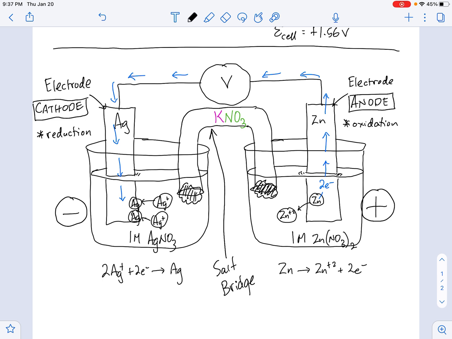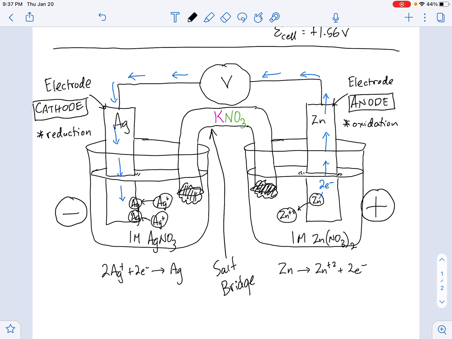So something as simple as a cotton ball actually works. There are porous plugs that are made. If you're trying to produce an electrochemical cell in a lab, there are plugs that will do the job for you. And so what happens is this bridge allows for migration. So which way are ions migrating? That's the last piece of this puzzle.